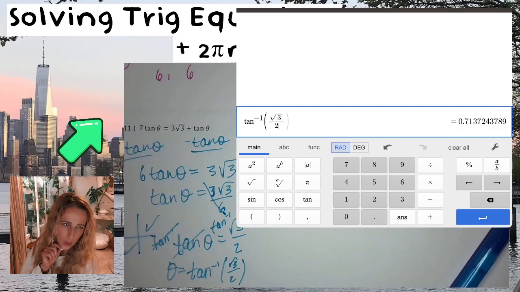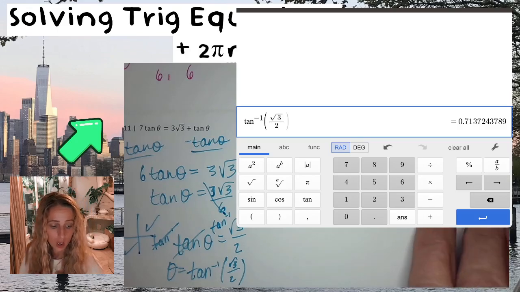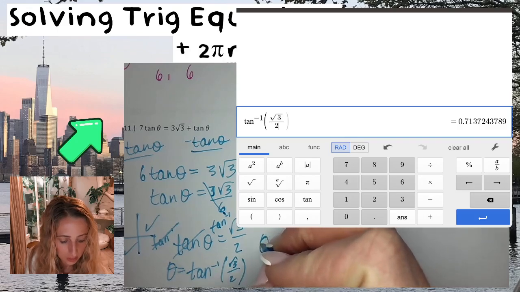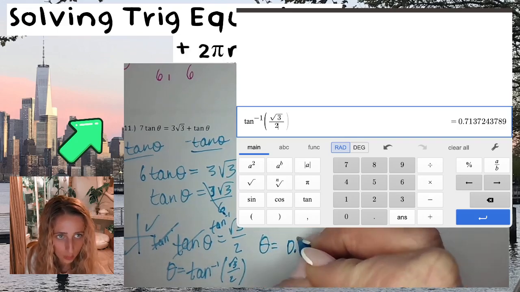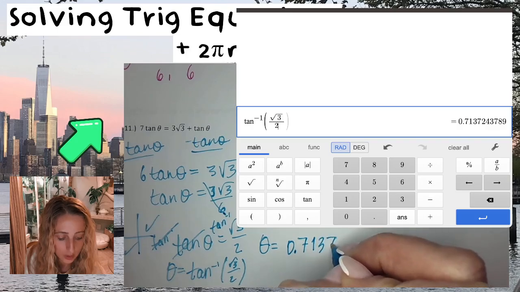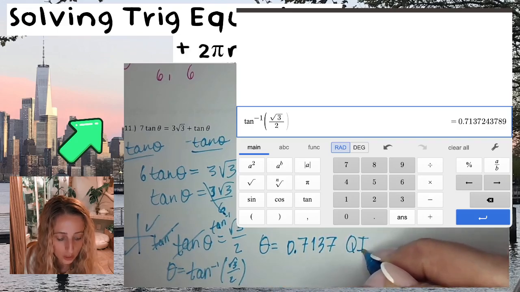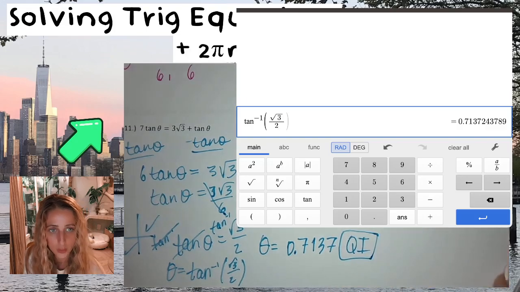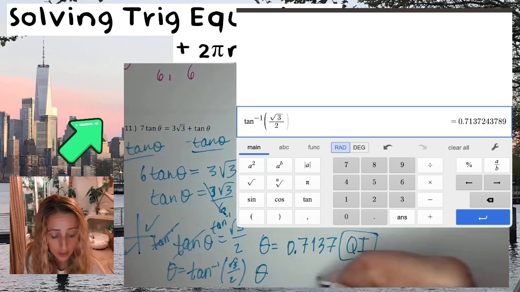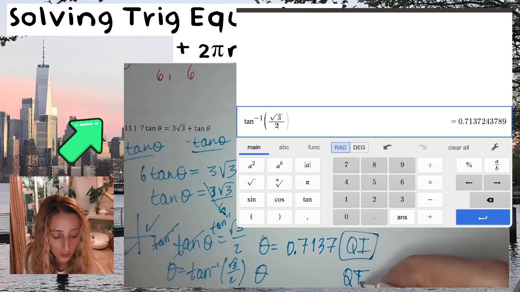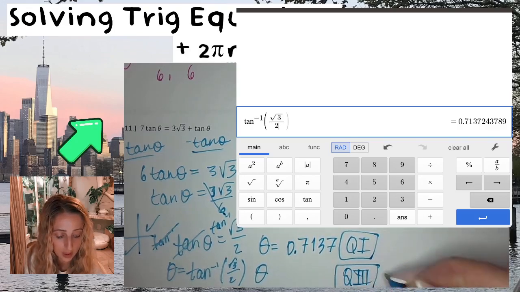So I'm going to go out 4 decimal places because it's a radian. So let's go 4. 0.7137. So I'm going to go over here. You guys can still see the screen. Theta equals 0.7137. So that is quadrant 1. I want the answers between 0 and 2 pi. So I need another answer in quadrant 3 because it's also positive there in quadrant 3.